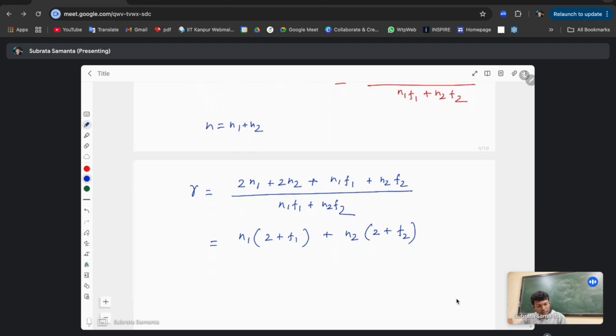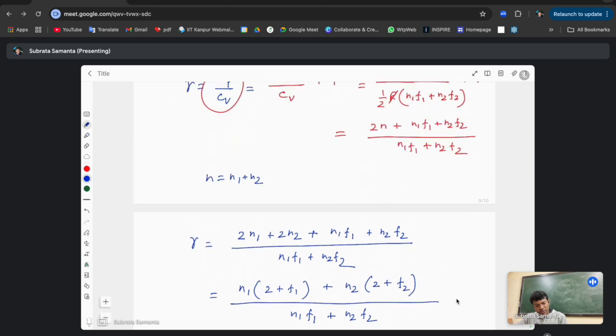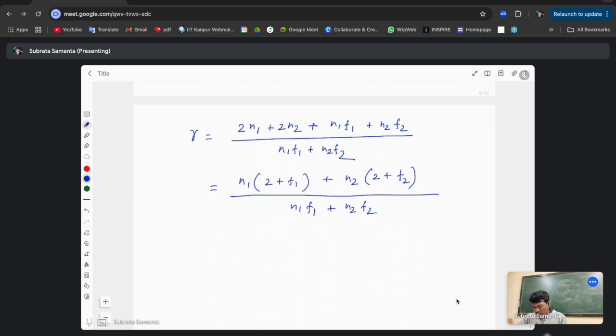Okay. That divided by n1 f1 n2 f2. So now, if gamma is basically the ratio of Cp by Cv, that can also be written as 1 plus 2 by f, where f is the degree of freedom of the mixer. So, the collective degrees of freedom.